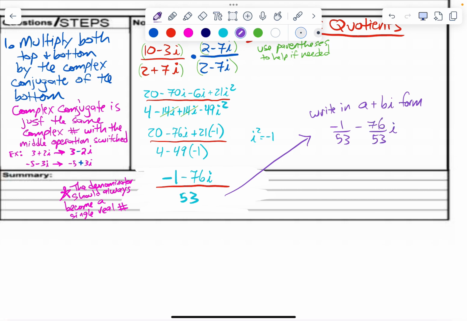And of course, if we had an example where those two fractions could be reduced at all, then you would want to do that. So I'll just make a final note about that. Reduce the fractions if possible.